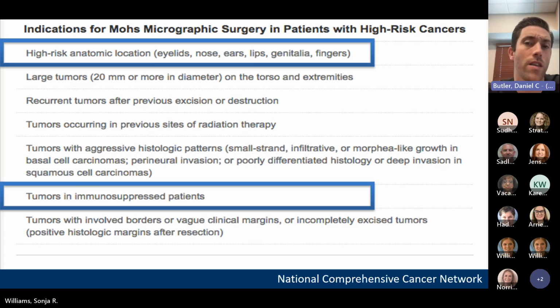So those are the two that I want to leave you with when you're thinking about who to or who not to send to Mohs surgery. Next slide.